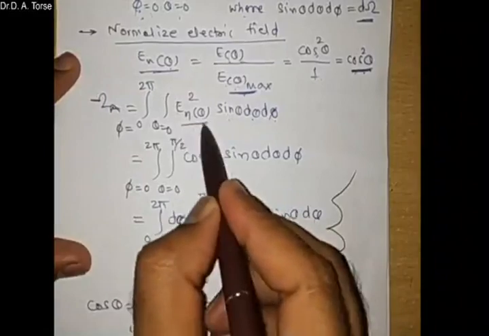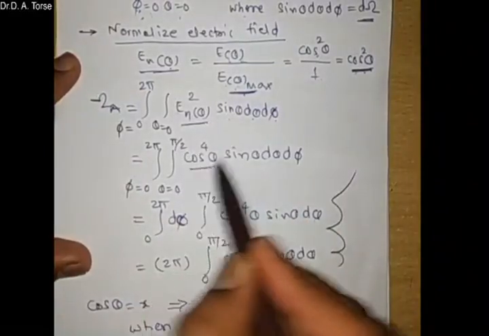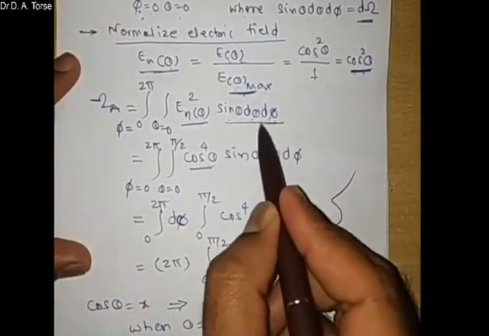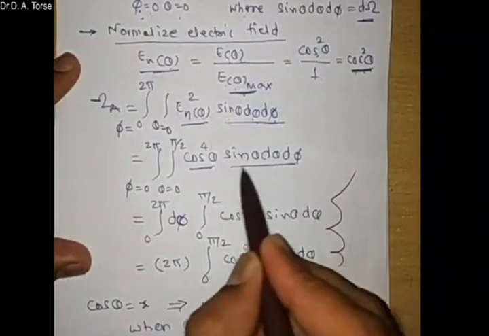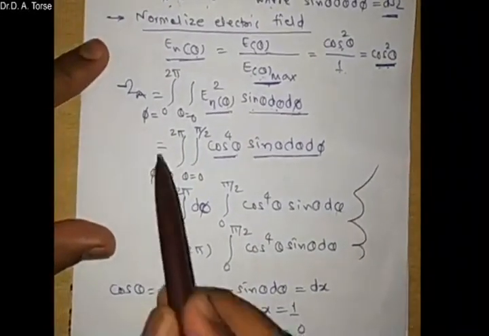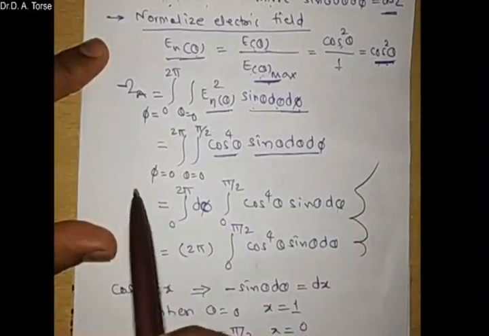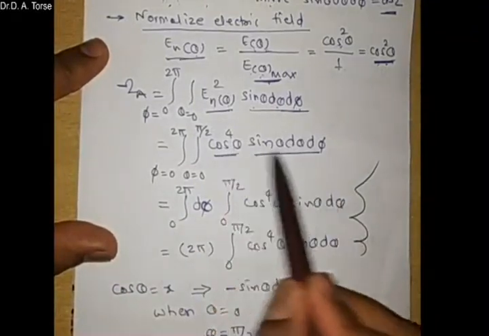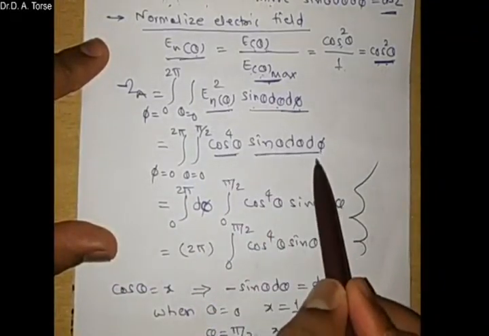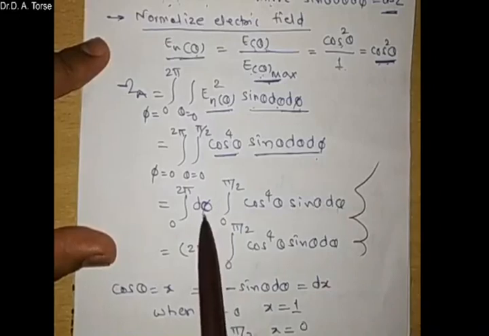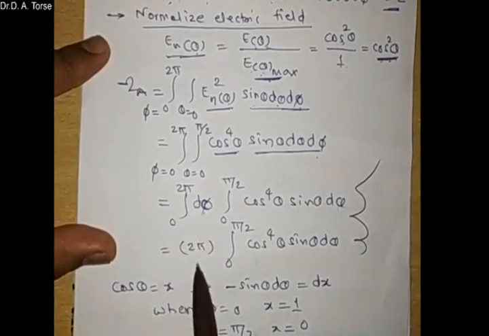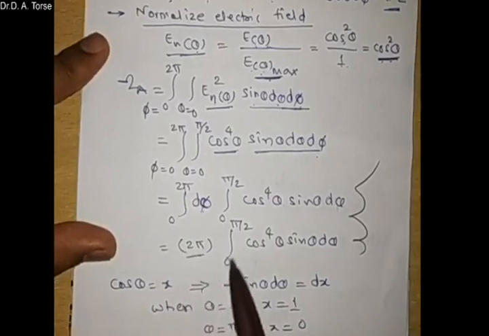So this is the field term inside the integral, and sin theta d phi is the d omega term. Now as you can see here, we have to solve this double integral, and there is no term mentioned for the phi variable. So we can take phi separately, integrate it, substitute the given limit, and we get the answer 2 pi.